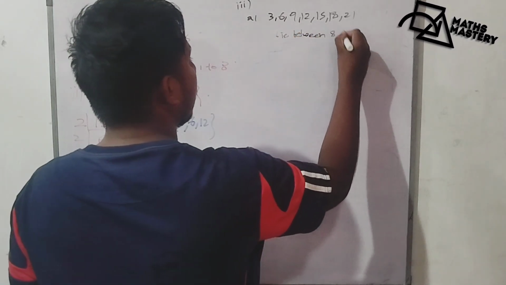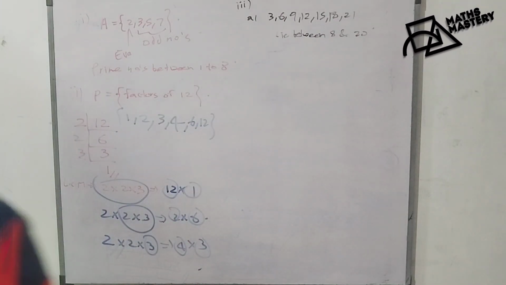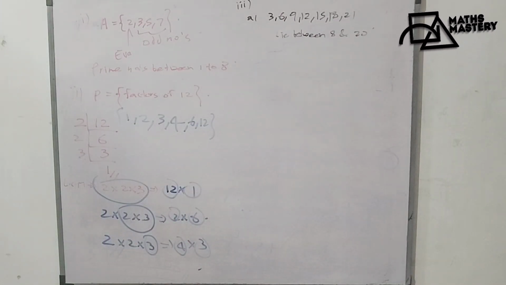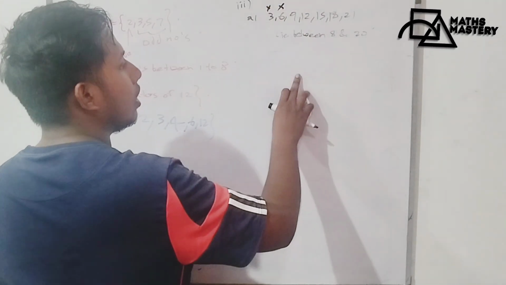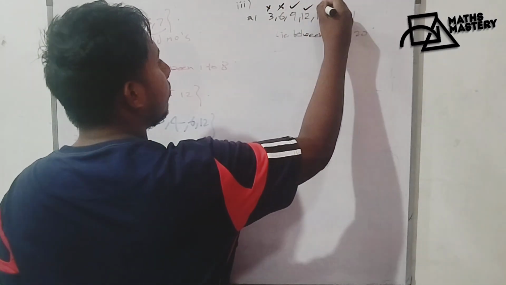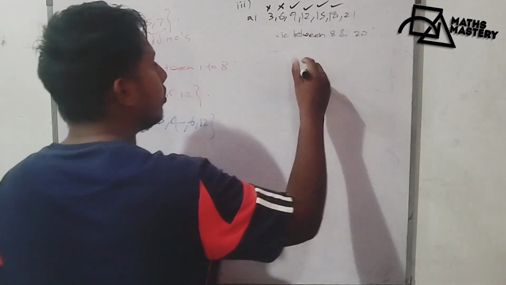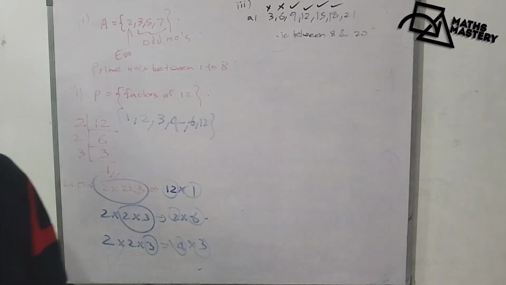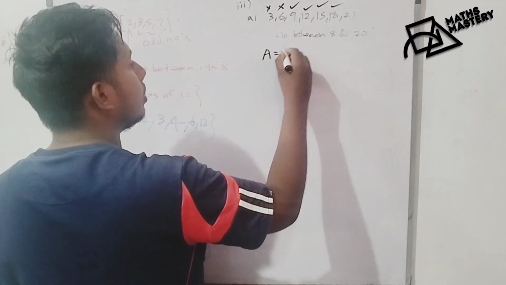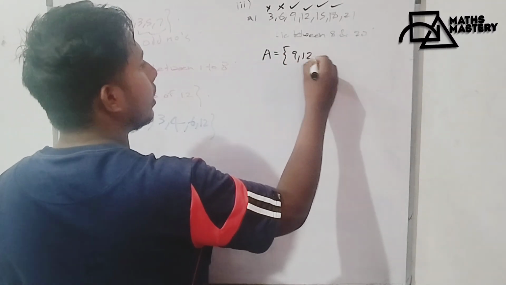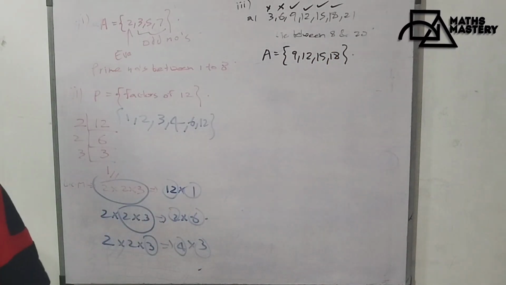Between 8 and 20. So what we are supposed to do now is, we are not going to use 3 or else 6. We are going to use 9, 12, 15 and 18. Not 21. Why? It has exceeded 20. So we are going to write the set A equal 9, 12, 15, 18. This is the answer. Let's go to the next question.